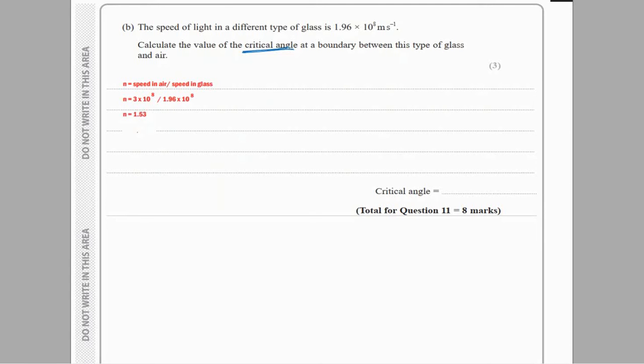What is critical angle? n equals 1 by sin C, and just make C the subject of the equation, and you get the value of critical angle, which is 40.8, rounded off to 2 SF, you get 41.